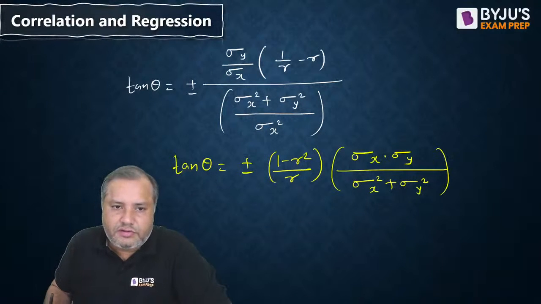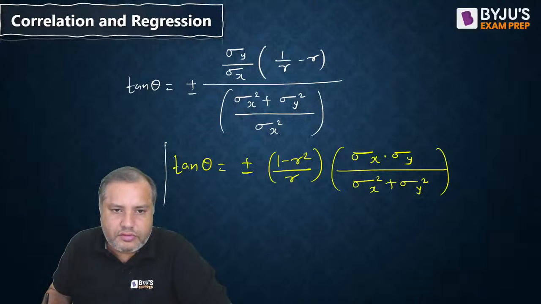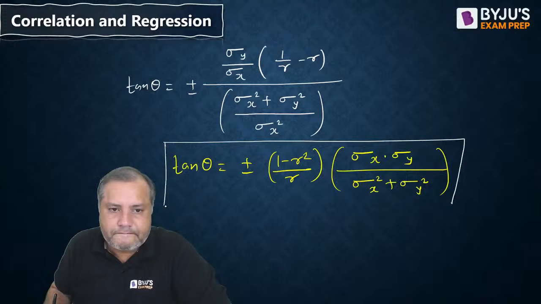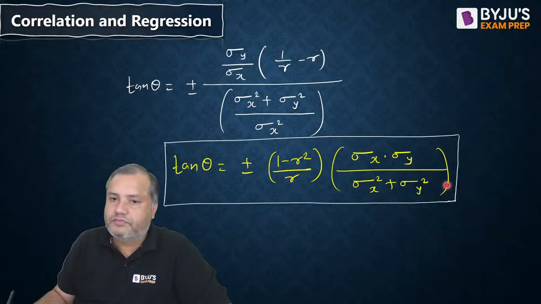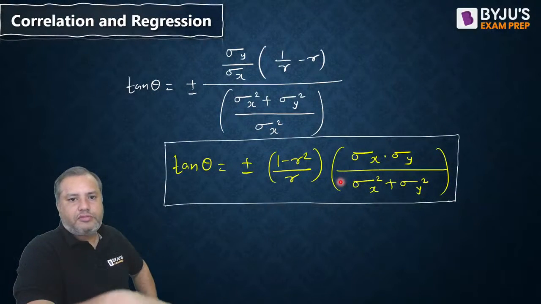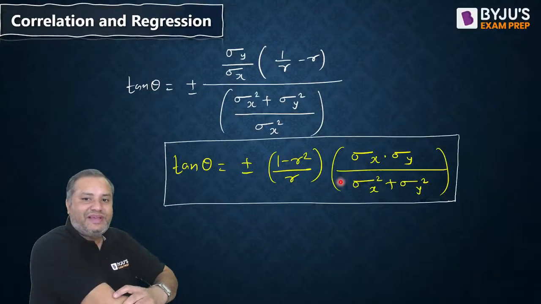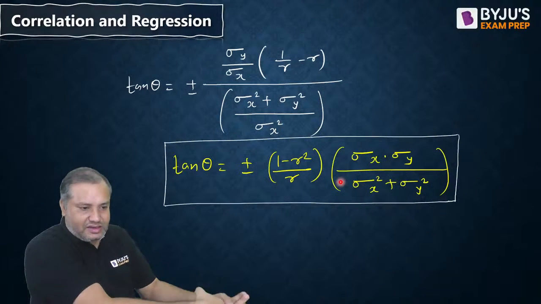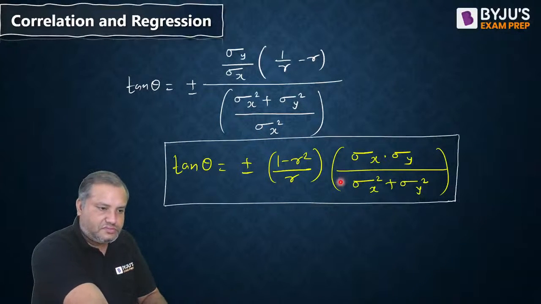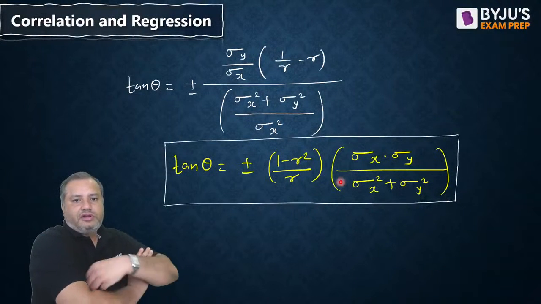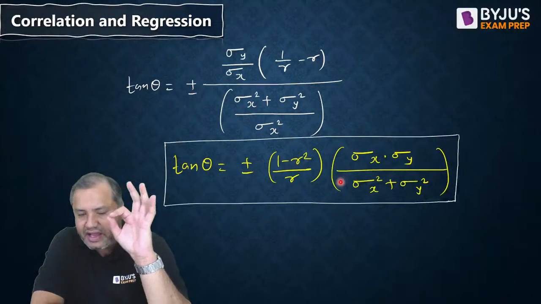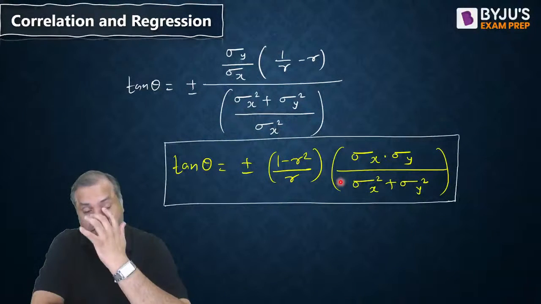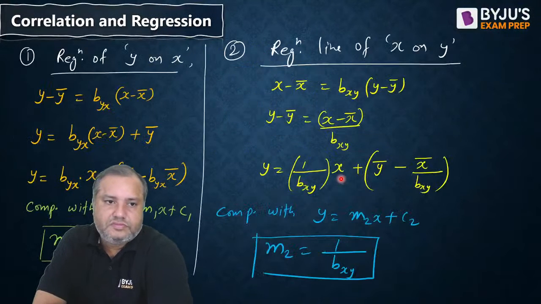So students, we have got the formula for tan theta, where theta is the angle between the two regression lines. Understood? It depends on three parameters: sigma x, sigma y, and the coefficient of correlation r. Comfortable?